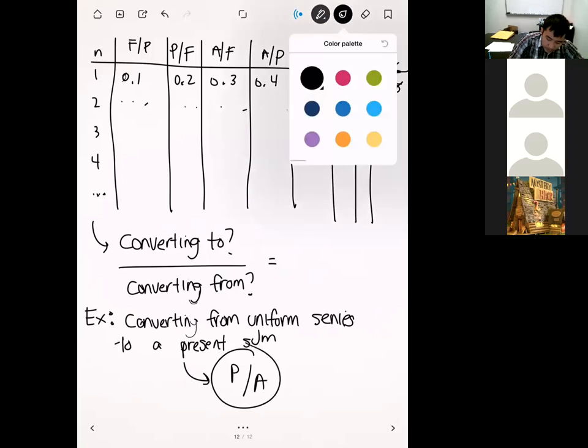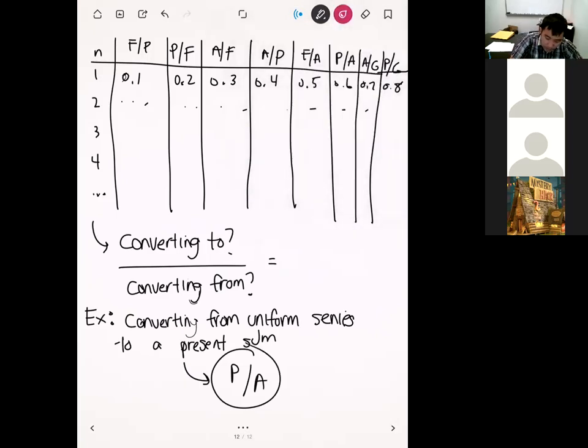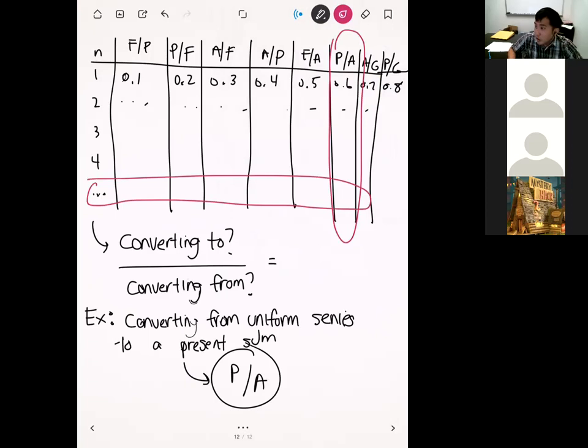If we know that we need a P over A conversion factor, we're going to look at this column of the table at the row that we want. Let's say that n is equal to 5. We're going to look up n equals 5, look over the P over A column, and that's going to give us the conversion factor that we need.